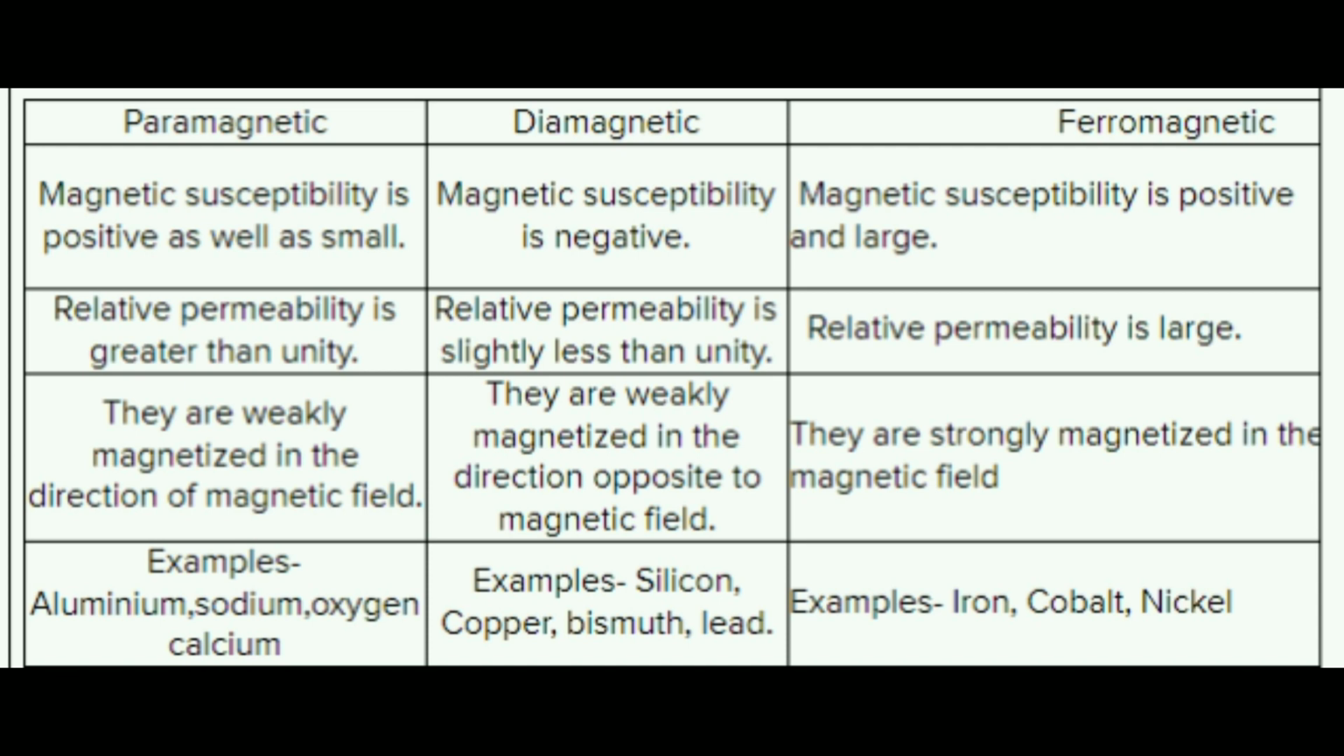Paramagnetic materials are weakly magnetized in the direction of the magnetic field, whereas diamagnetic materials magnetize in the direction opposite to the magnetic field, and ferromagnetic materials are strongly magnetized. Examples of paramagnetic materials are aluminium, sodium, oxygen and calcium. For diamagnetic: silicon, copper, bismuth and lead. Ferromagnetic materials are iron, cobalt and nickel.